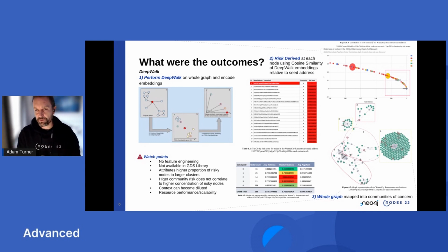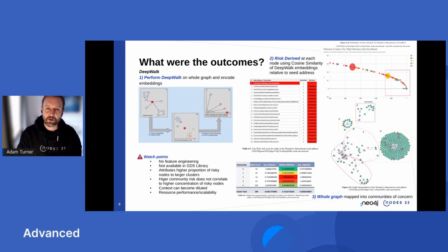And the purpose, as I said at the start, was really to try and find some risk in the nodes within a ransomware payment network. So I was able to use these embeddings that were derived from Deep Walk, push them through the principal components analysis and k-means clustering, but also then use those reduced embeddings in a cosine similarity function that really looked at the risk relative to this ransomware seed address, okay? So stepping out of Neo4j into my Python notebook, I was able to start ranking the riskiness of each of these nodes within my ransomware payment network.